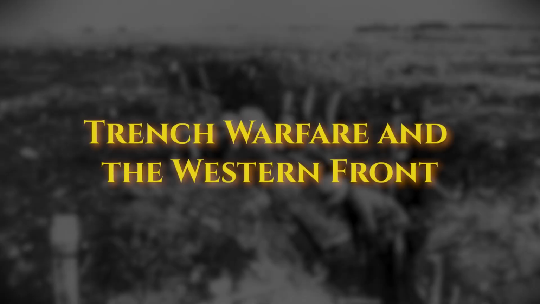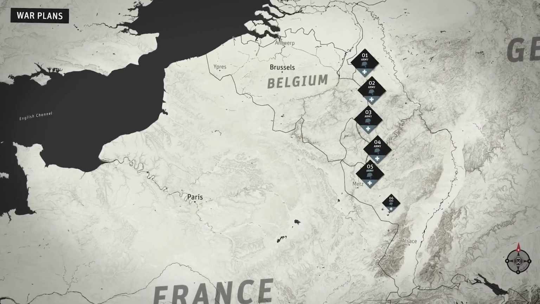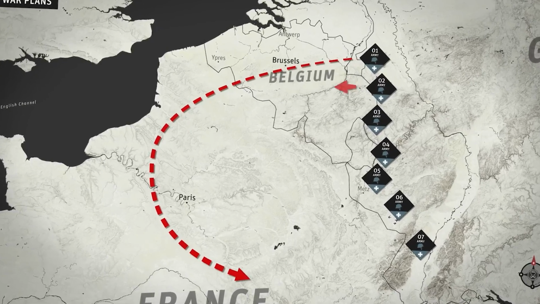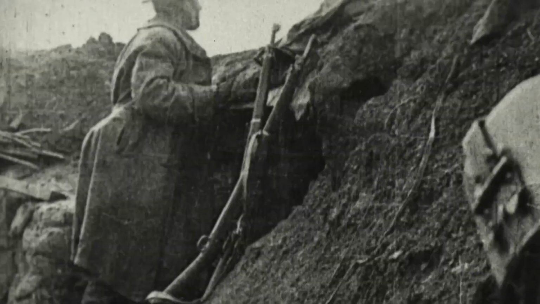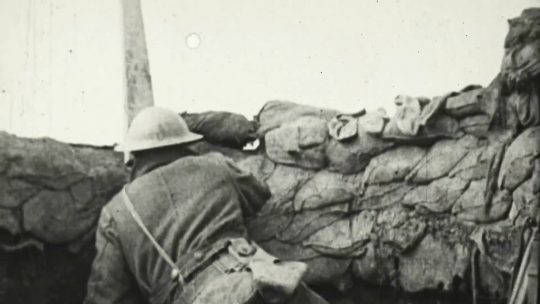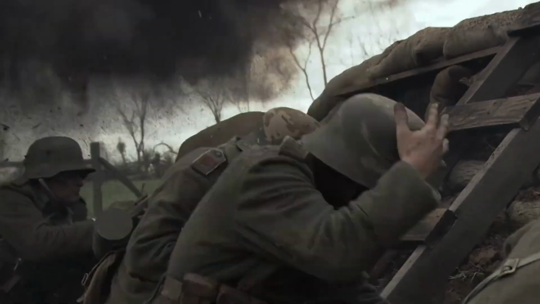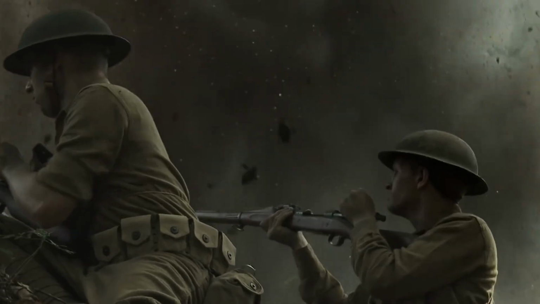Trench warfare and the Western Front. The Western Front, which stretched from Belgium to the Swiss border, became a bloody stalemate. Trench warfare defined this front, with soldiers living in horrible conditions. Mud-filled trenches, battling not only the enemy but also disease, rats, and constant artillery bombardments. Progress was agonizingly slow. Battles like Verdun and the Somme became notorious for the staggering number of casualties.